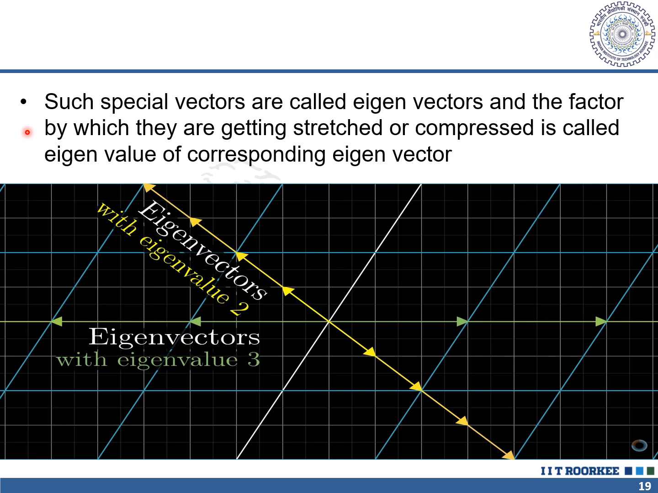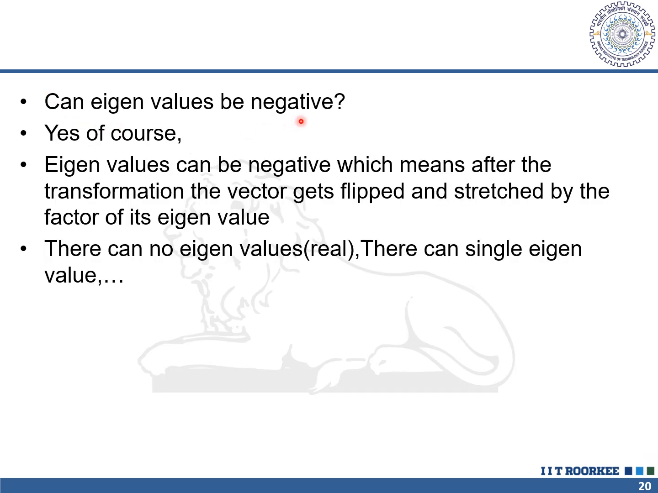I guess you have now understood the physical significance of eigenvectors and eigenvalues. So the question is, can eigenvalues be negative? Yes, of course, eigenvalues can be negative, which means after the linear transformation, the vector gets flipped. If the vector is facing the positive direction, it will face the negative direction after the linear transformation, and it may get stretched or compressed by the factor of its eigenvalue. There can be no real eigenvalues, a single eigenvalue, two eigenvalues, and so on. There can be many cases depending on the matrix A.